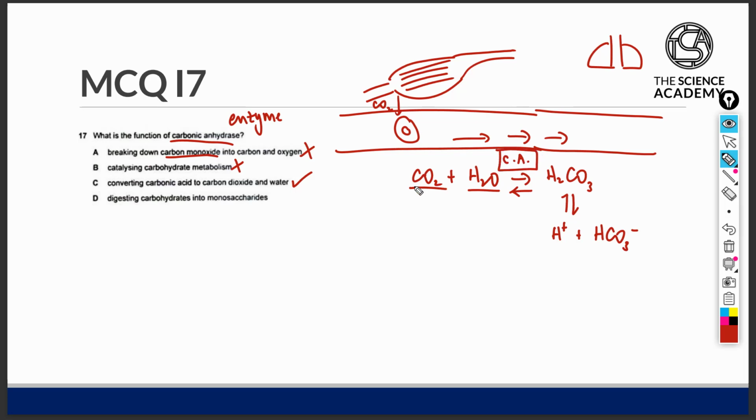With carbon dioxide gas produced now at the lungs, it can then diffuse out into the alveoli and be excreted via exhalation as carbon dioxide gas. So the forward and reverse reaction of this reaction is catalyzed by the enzyme carbonic anhydrase. Therefore, option C is the correct answer.